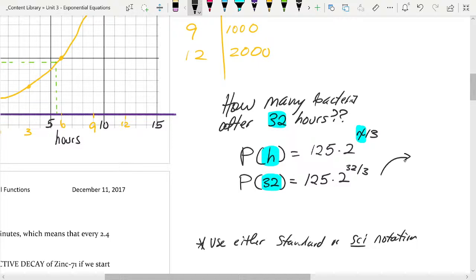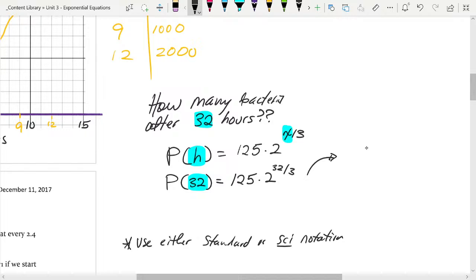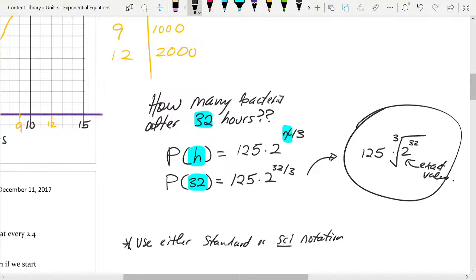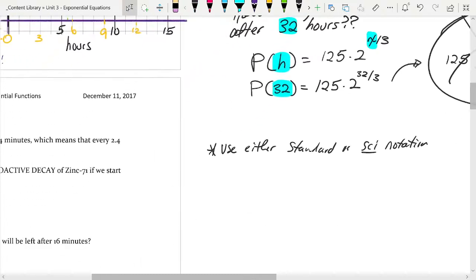Now, if I had to do this by hand, what would I have to do by hand? The exact value would be 125 times 2 to what exponent? To the exponent 32, and then we take the cube root. Does that make sense? That's the exact value. Do I want the exact value? No, because can anyone tell me off the top of their head what that number means? No, me neither. So in this case, I want just a real answer.